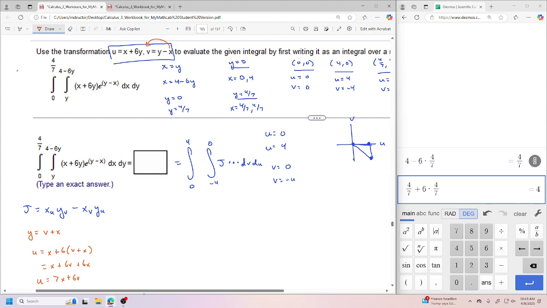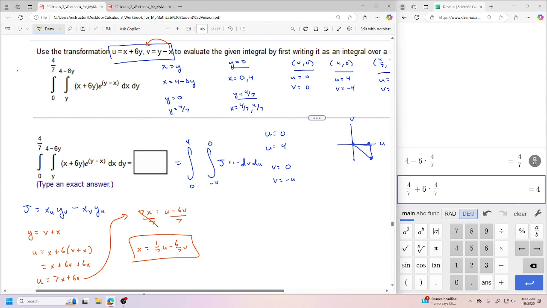Okay. Now we're better. I can get x by itself. Move this over, so that'd be u minus 6v. Divide by the 7. And so I've got x is equal to 1/7 u minus 6/7 v. This is awesome.